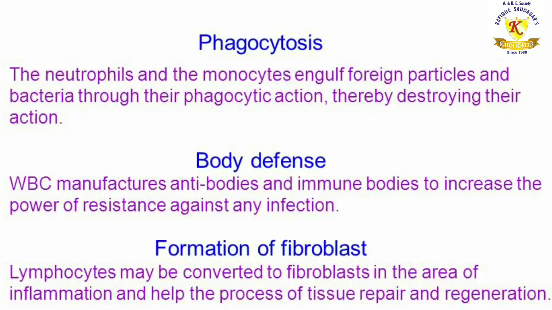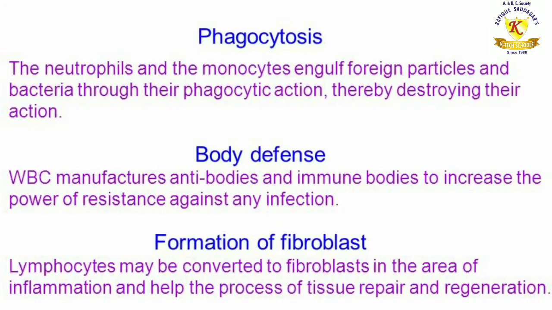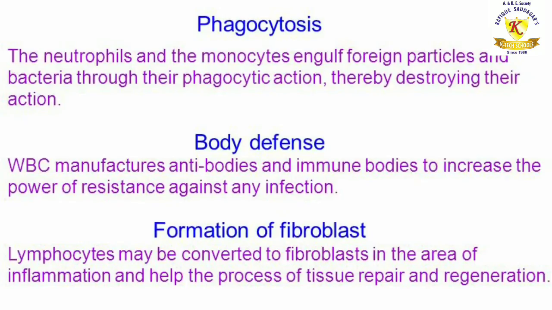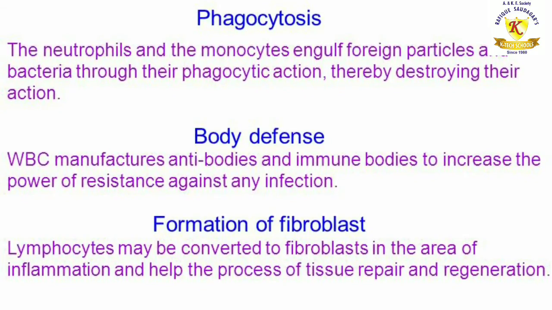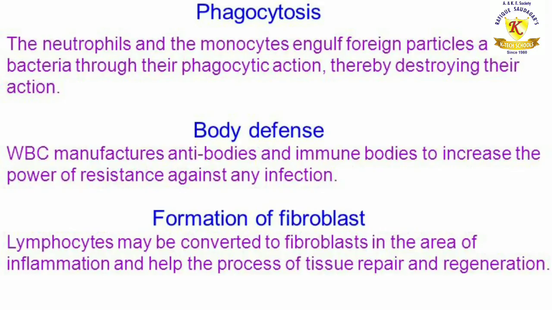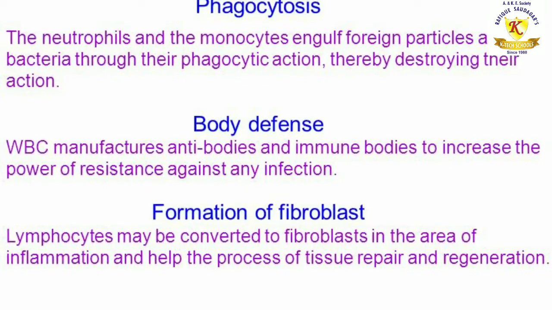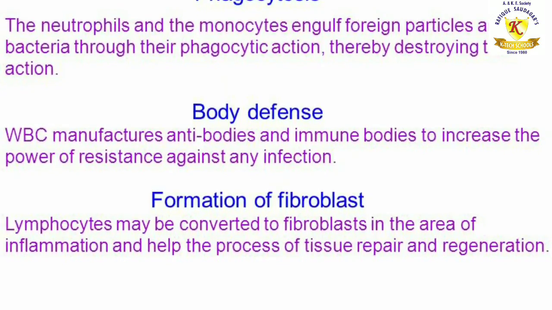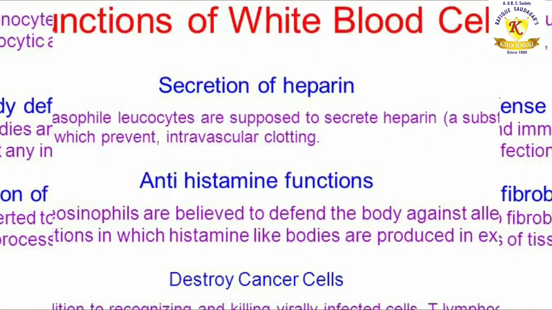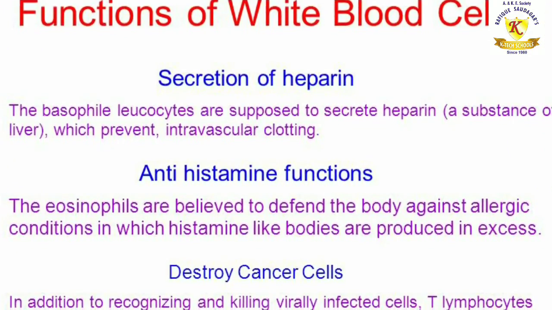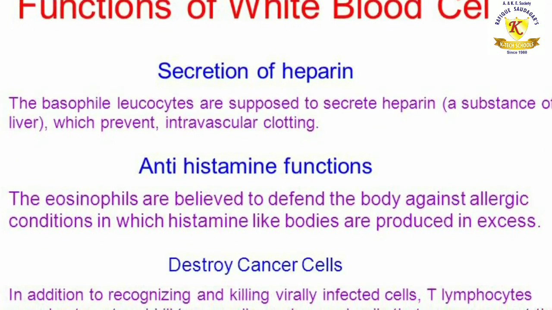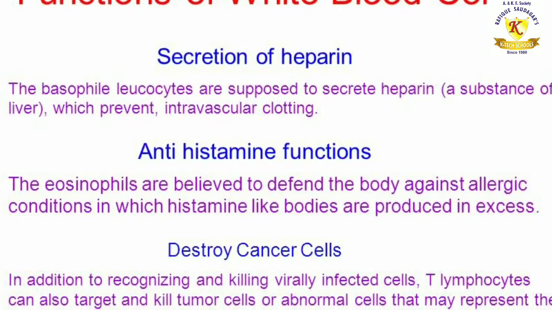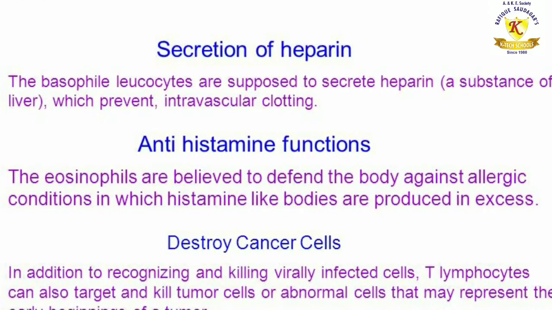Body defense. WBC manufactures antibodies and immune bodies to increase the power of resistance against any infection. Formation of fibroblast. Lymphocytes may be converted to fibroblast in the area of inflammation and help the process of tissue repair and regeneration. Secretion of heparin. The basophil leukocytes are supposed to secrete heparin, a substance of liver which prevents intravascular clotting.